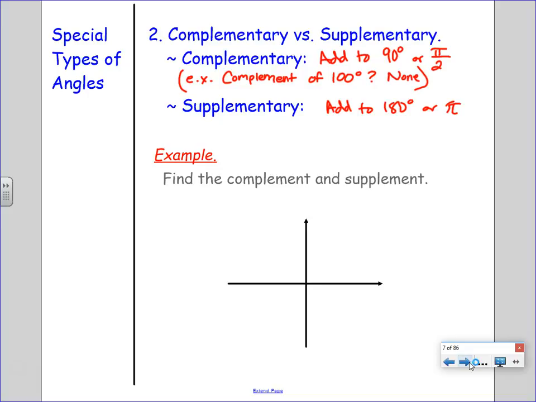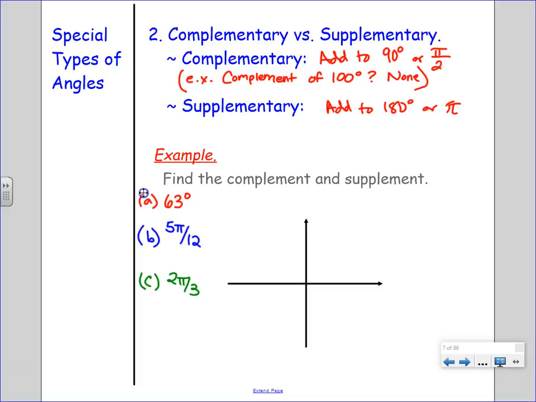Ready? What if I was to give you, let's do letter A, find a complement and supplement to A. I haven't put in the graph yet. Let's do 63 degrees. Letter B, different colors. What if I was to give you 5 pi over 12? Ooh, that's fun. Now letter C, what if I was to give you 2 pi over 3?